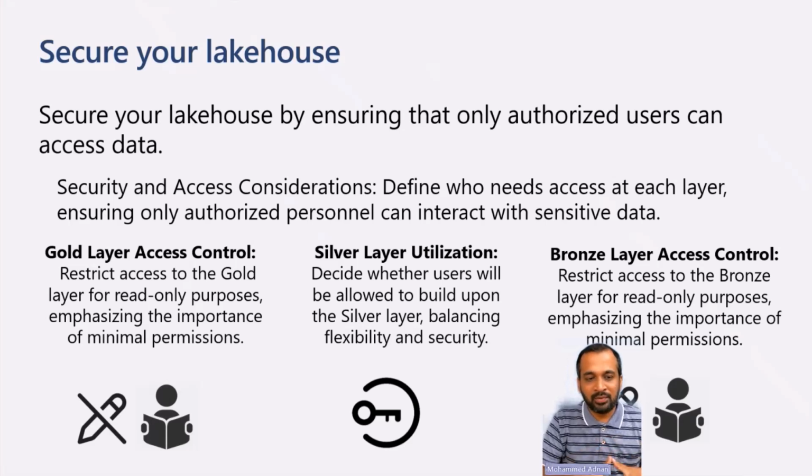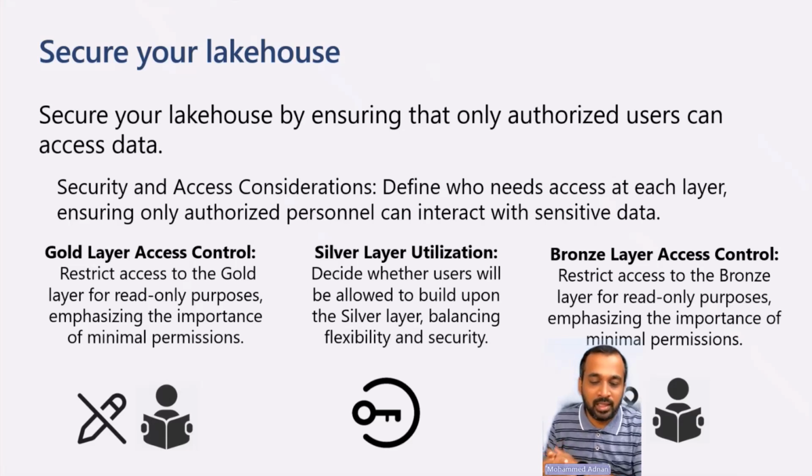First of all, we have three different layers. We'll talk about the security layer first, and then we'll go to version control. So here we have three different layers: the gold layer, silver layer, and bronze layer. Restrict access to the gold layer to read-only, emphasizing the importance of minimal permission. Data engineers or developers who work on it only need read and write access to the gold layer. Other people, who only access the information from the Power BI semantic model, just need read-only access if they want to access the lakehouse directly. That's the limitation you need to provide.